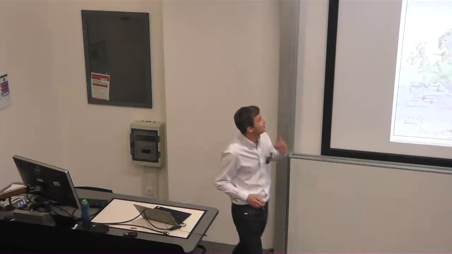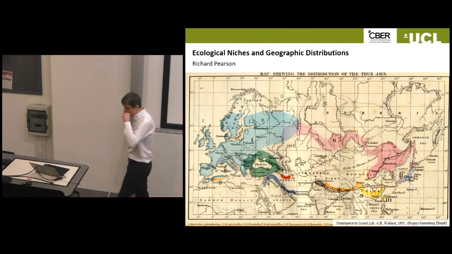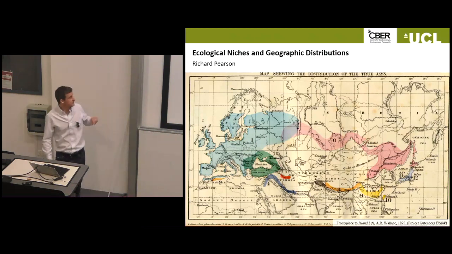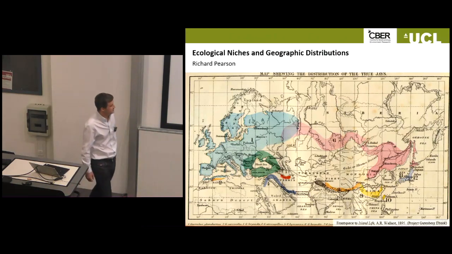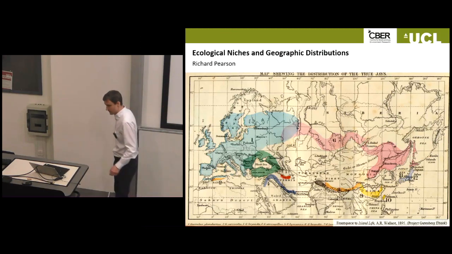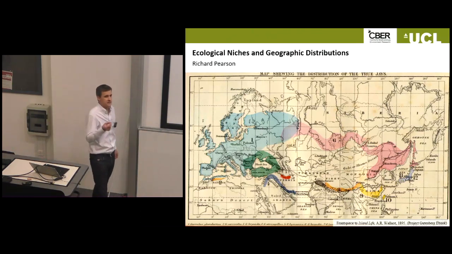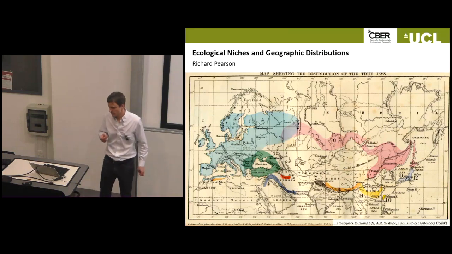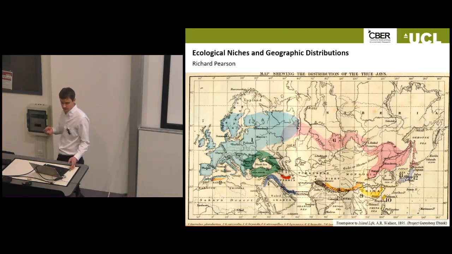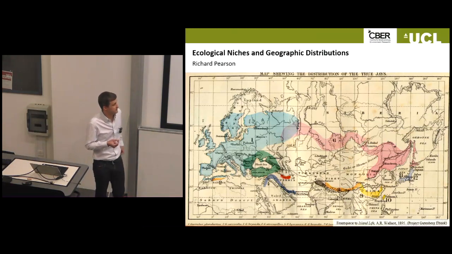So essentially my research is focused on understanding species distributions. This is taken from Alfred Russel Wallace's 1895 Island Life, showing distributions of the jays in this particular case. But it's just illustrative of some of the fundamental questions. Why are these species distributed like this? What are the ecological and evolutionary processes that have driven these species distributions?